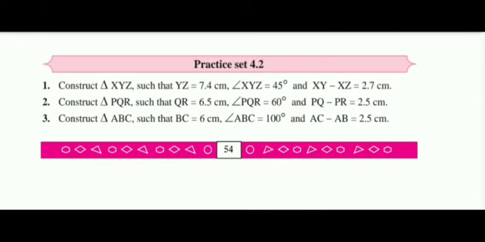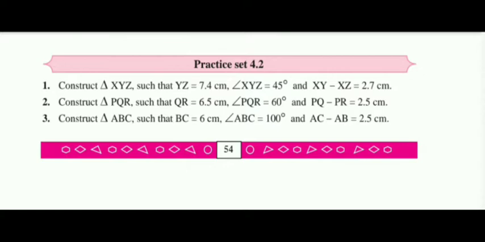In the previous class we studied construction part 2, and there we studied two types of construction. We solved practice set 4.2, question number 1 and question number 3, and question number 2 was a home assignment for you. I hope you have done your home assignment.